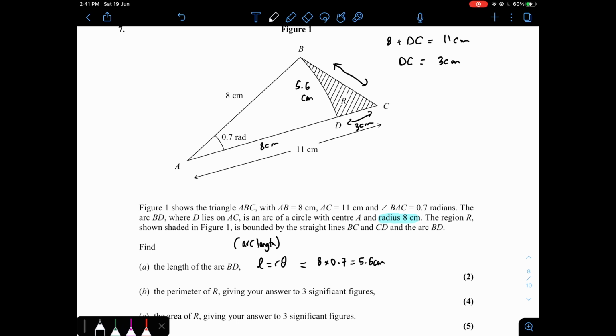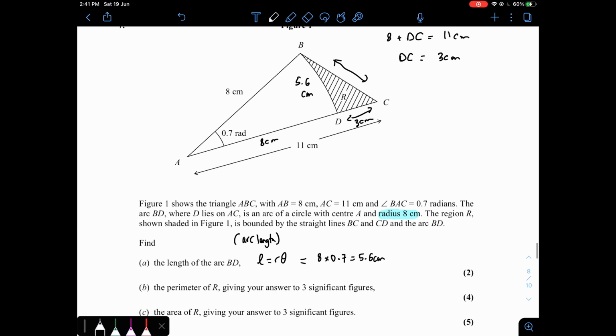So now we have a triangle with 2 sides and an angle, and we want to find the other side. This is the cosine rule. So how do we use it? It's usually a squared equals b squared plus c squared minus 2bc cos A.